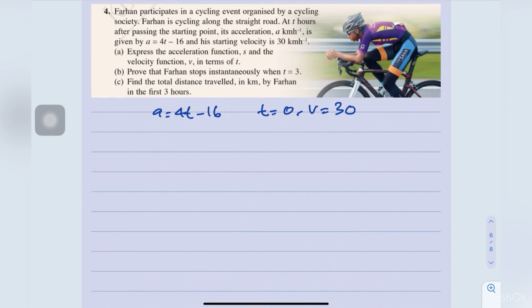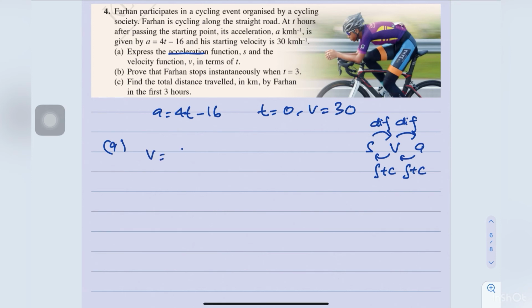Part A: express the displacement function and the velocity function v in terms of t. Recall that differentiating goes from S to V to A, and integrating goes from A to V to S. So now we are going to find displacement and velocity. We need to find velocity first.